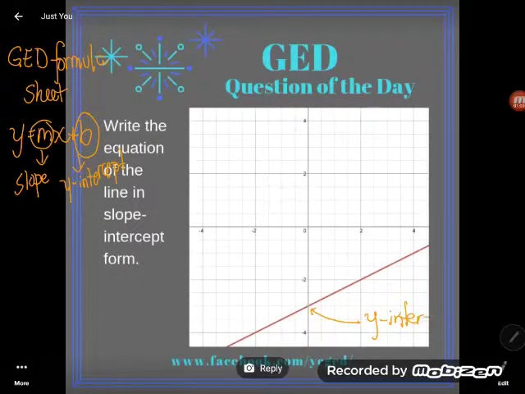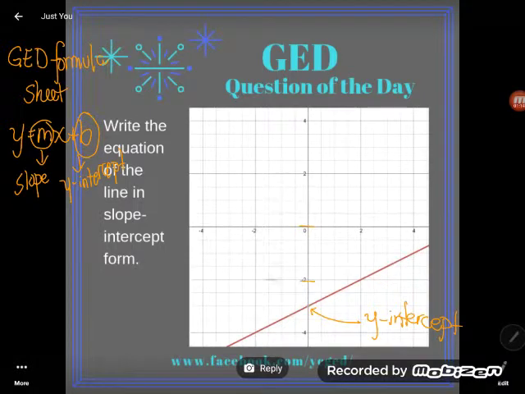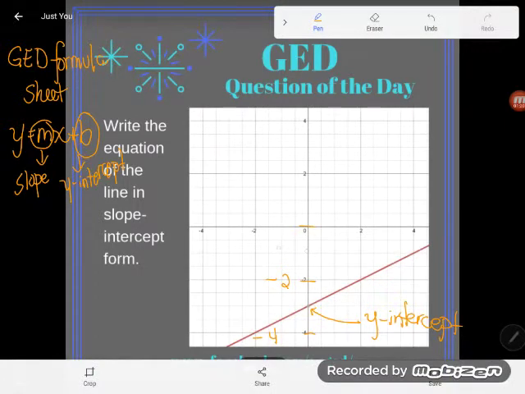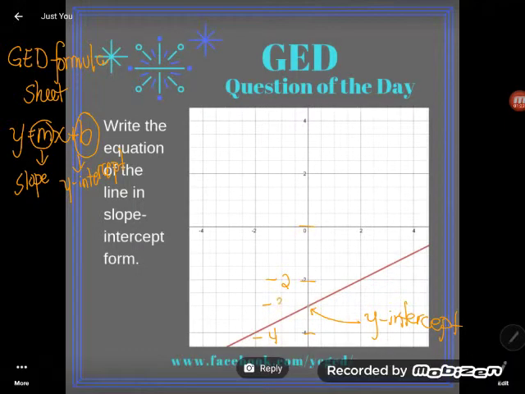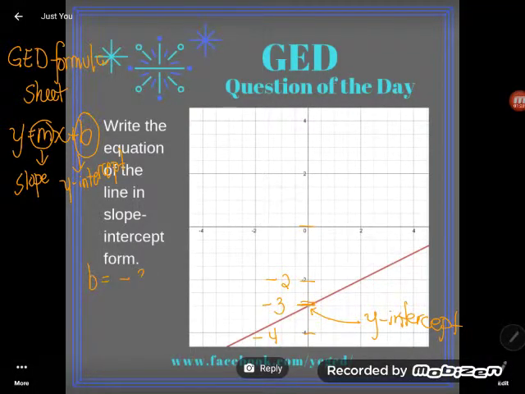Now, where am I at on the y-axis at this point? You know, 0's way up here. I'm clearly in the negative range. This says it's -2, and this says it's -4, but I appear to be between that. What would be between that? Well, -3 would be directly between -2 and -4. So my b, my y-intercept, is -3.